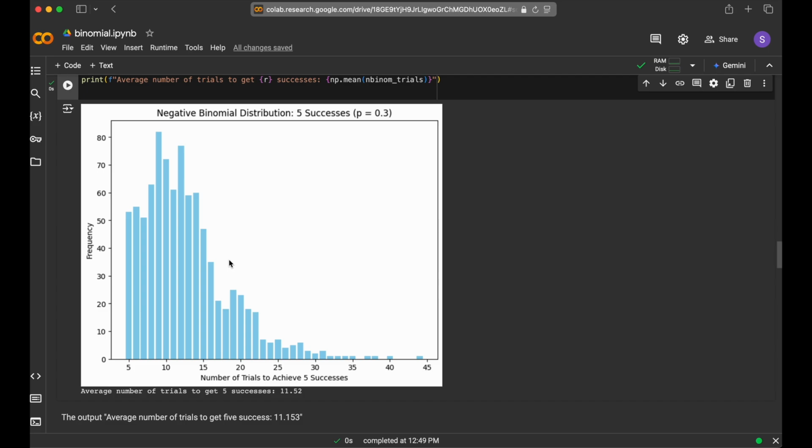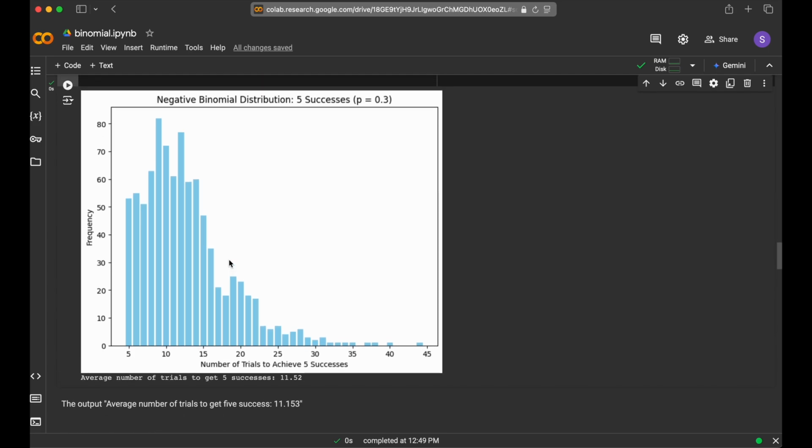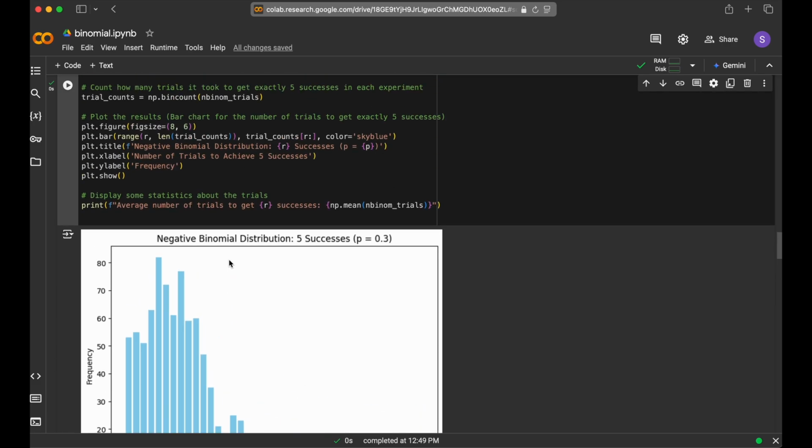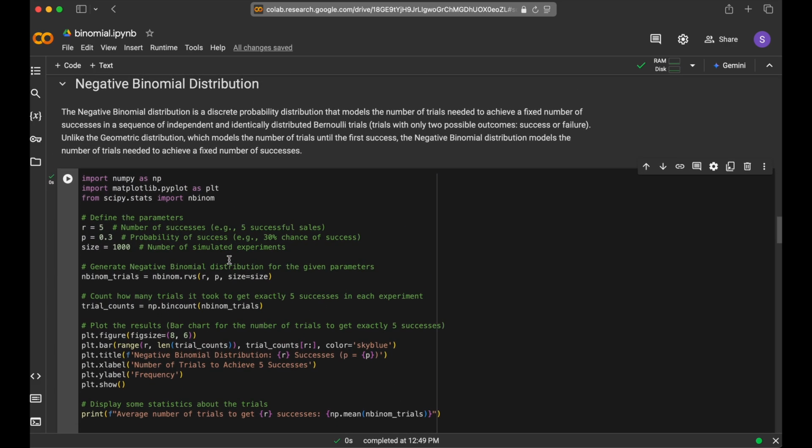The result is based on 1000 simulated trials. This is the average number of trials needed, about 11 attempts. With the negative binomial distribution, for example, how many items you distribute until a certain number of favorite items, how many sales attempts you need in marketing before a certain number of sales, how many customer interactions are required to solve a fixed number of customer problems, and in medicine, how many patients need to be treated before achieving a fixed number of successful outcomes.